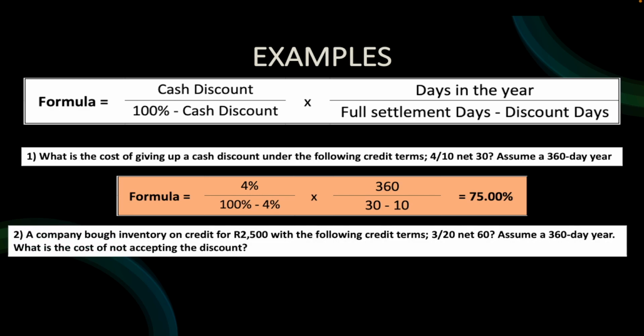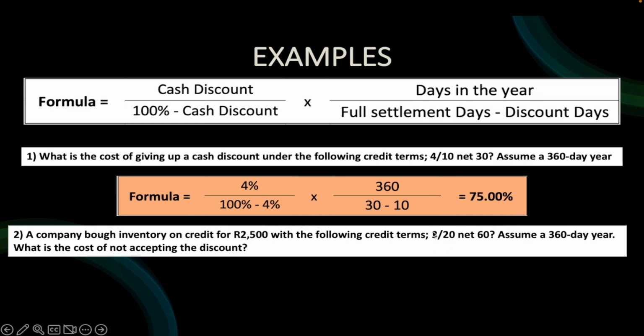A company bought inventory on credit for 2,500 Rand with the following credit terms: 3/20 net 60. Assume a 360-day year. What is the cost of not accepting the discount? Well, here we did not have to even be given what the amount is, the 2,500 Rand, because we are given what the credit terms are. And if you are given what the credit terms are, obviously you can get the cost of not accepting the cash discount. All right, so let's calculate that.